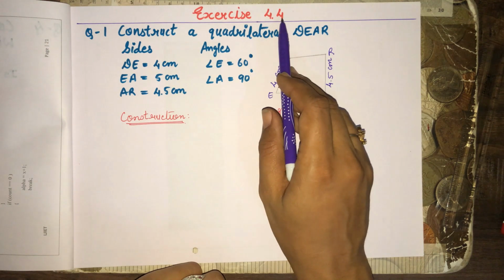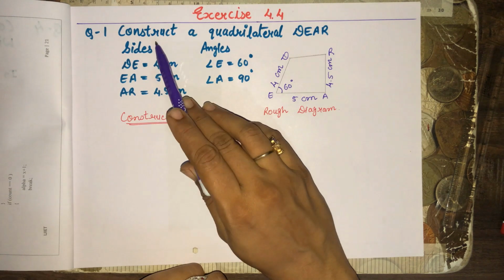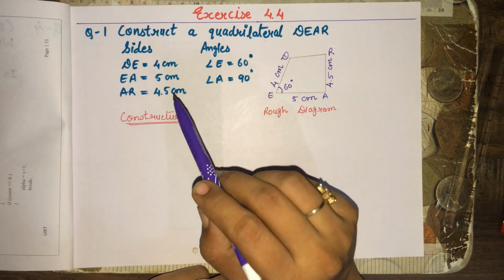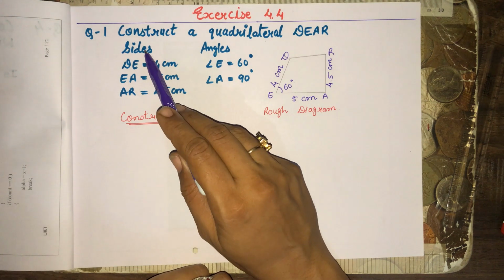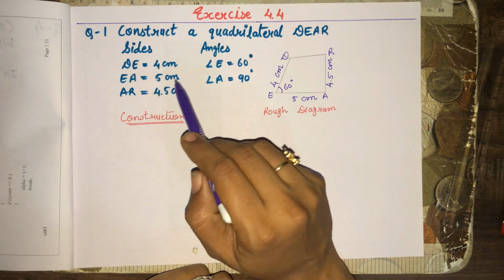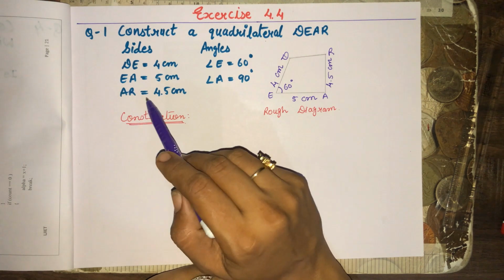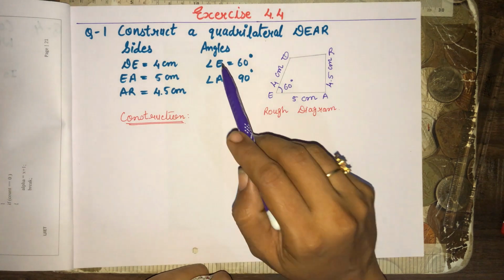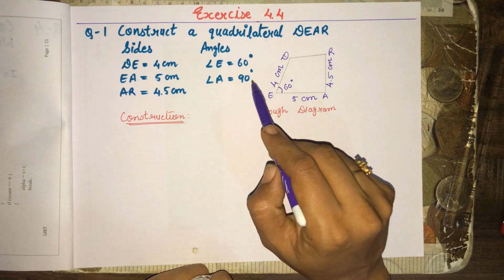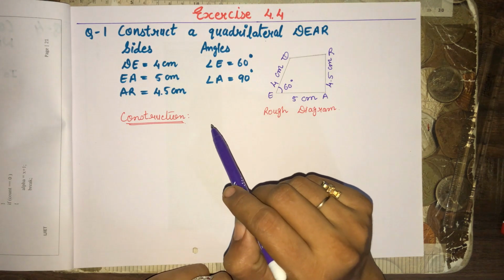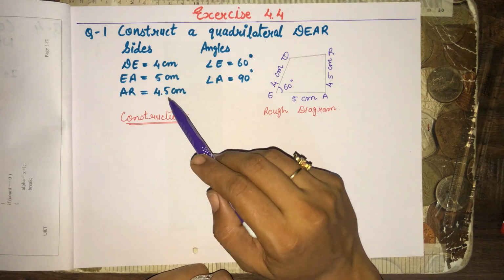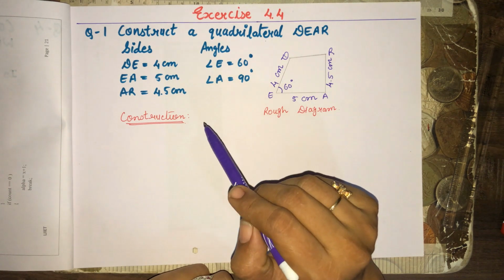Exercise 4.4, Question 1. Construct a quadrilateral DEAR where the measurements you are given are sides DE equal to 4 cm, EA equal to 5 cm, AR equal to 4.5 cm, angle E equal to 60 degrees and angle A equal to 90 degrees. So this is the construction where you are provided with measurements of 3 sides and 2 angles.